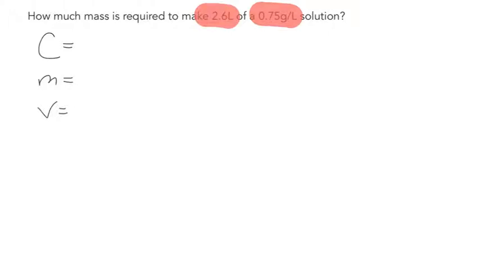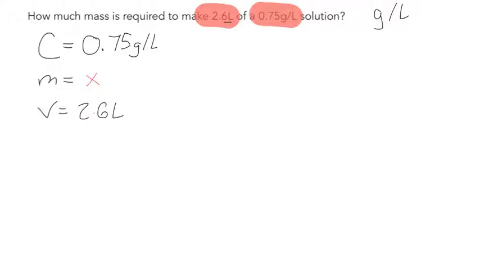Since we know that we're looking for a concentration in grams per liter, the unit g/L should give us an indication that this is our concentration. So we know that our concentration is 0.75 grams per liter. We know that L is a unit for volume, so we have 2.6 liters representing V, and we don't know our mass, so it's our unknown.